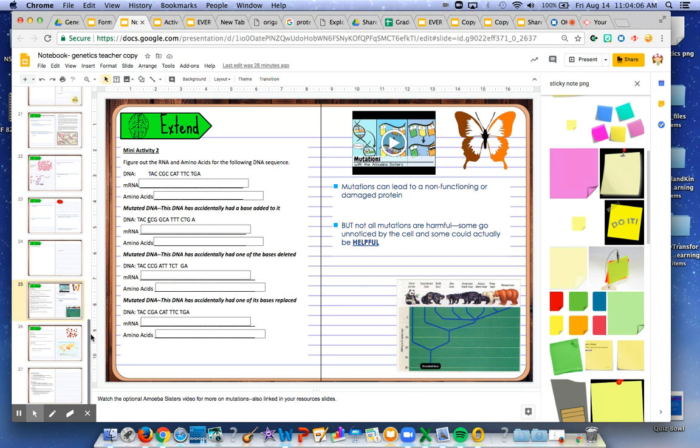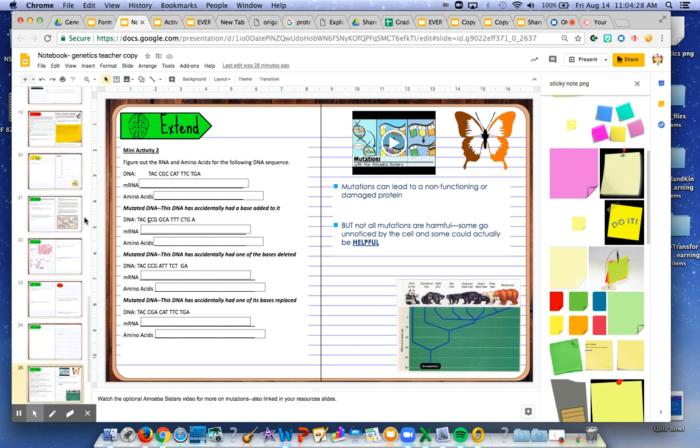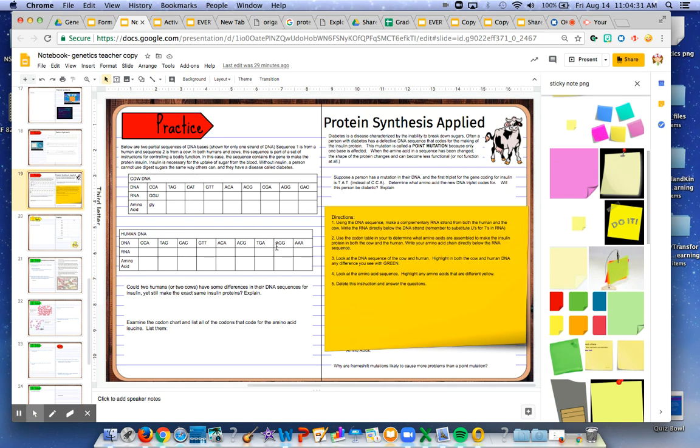Now, what's really cool is if the change on the codon chart coded for the same amino acid, you wouldn't even notice the mutation at all. So sometimes mutations don't get noticed. And again, this is kind of review, if we went back to your cow slide here. Remember when you were doing this one, we had a change that occurred that didn't affect the protein.